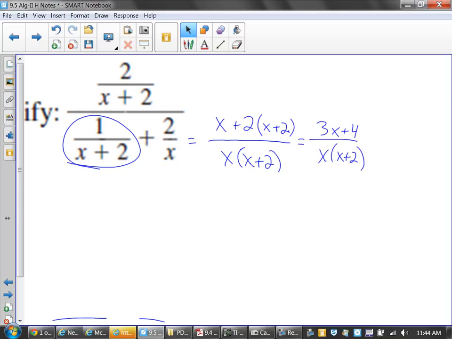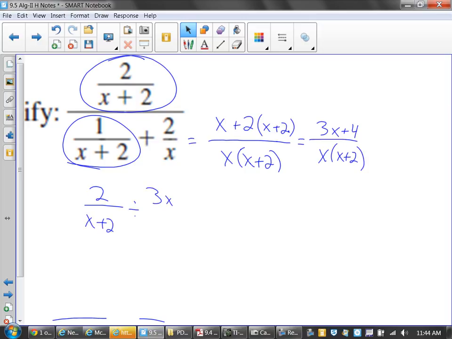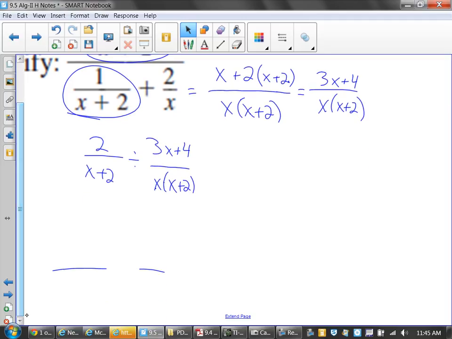So right now, I'm going to rewrite this as division. We didn't have to touch anything in this first numerator. So we have 2 over x plus 2 divided by 3x plus 4 over x times x plus 2. Now it's the exact same problem that you did yesterday. And like Willis already showed us, when you're dividing the complex fraction, it's multiplication, and it winds up being 2 over x plus 2 times x, and what drops out? The x plus 2 goes away.